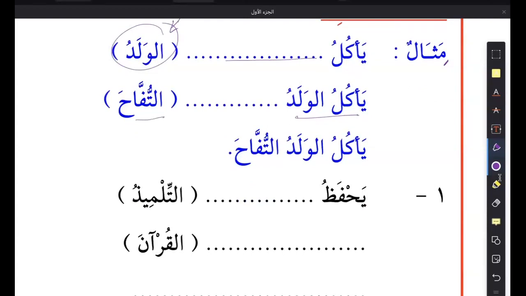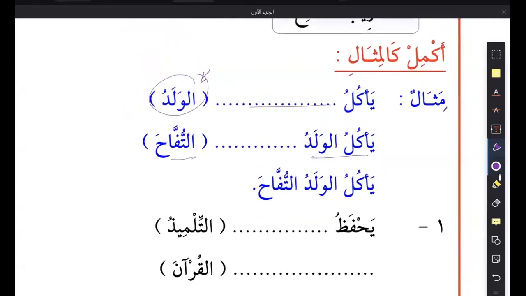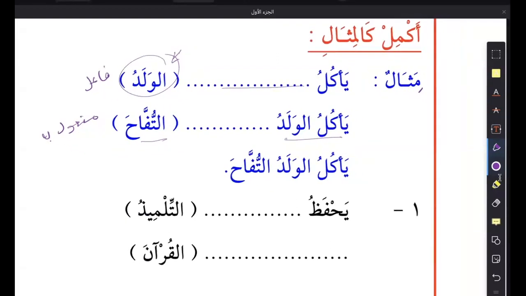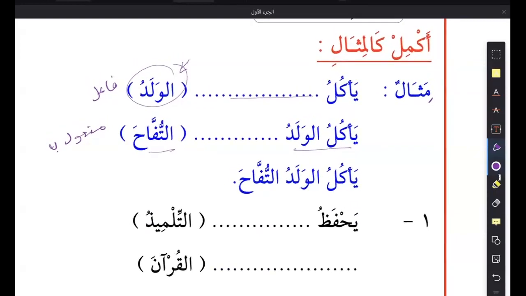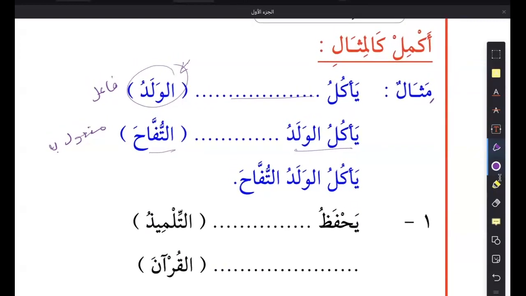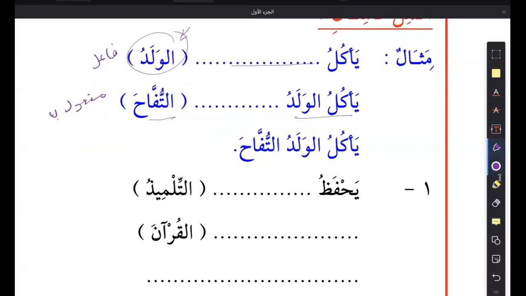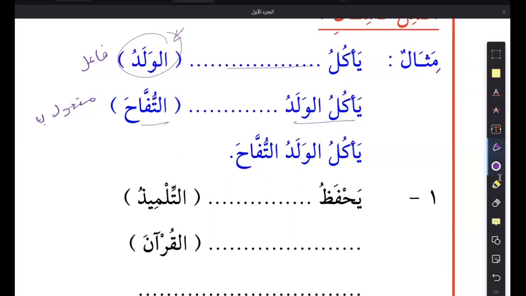And then they are giving us مفعول به. So they're giving us the fa'il and then the مفعول به, which is the subject and the object. And then we're supposed to just connect them and make a simple sentence. Nice. So يأكل الولد التفاحة. And these are very easy for us, inshallah.